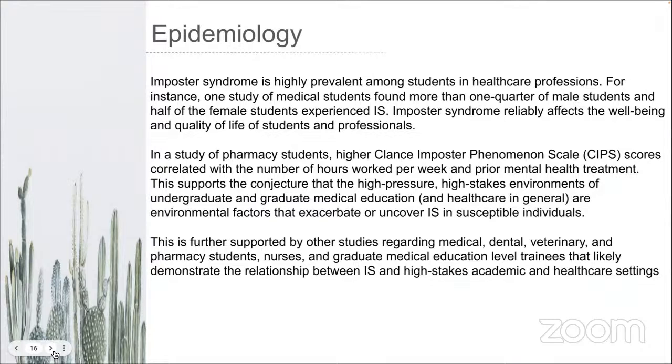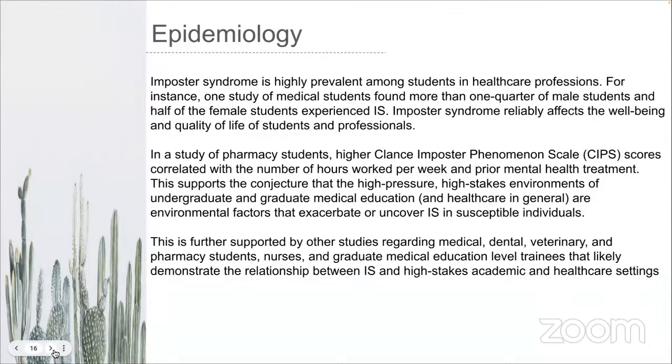In a study of pharmacy students, a higher Clance Imposter Phenomenon Scale score, a scale that scores the imposter phenomenon, correlated with the number of hours worked per week and prior mental health treatment. This supports the conjecture that the high-pressure, high-stakes environments of undergraduate and graduate medical education and healthcare in general are environmental factors that exacerbate or uncover imposter syndrome in susceptible individuals. This is further supported by other studies regarding medical, dental, and pharmacy students, nursing, and graduate medical education.